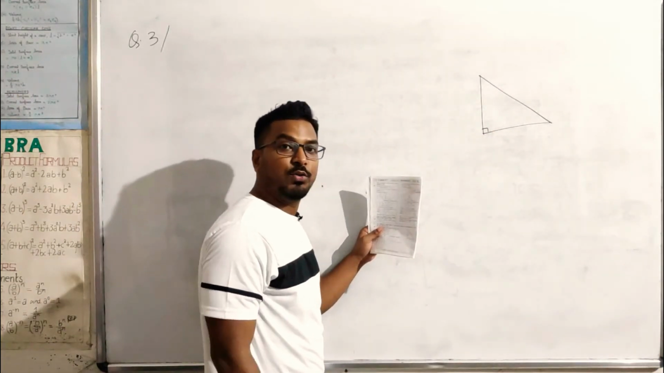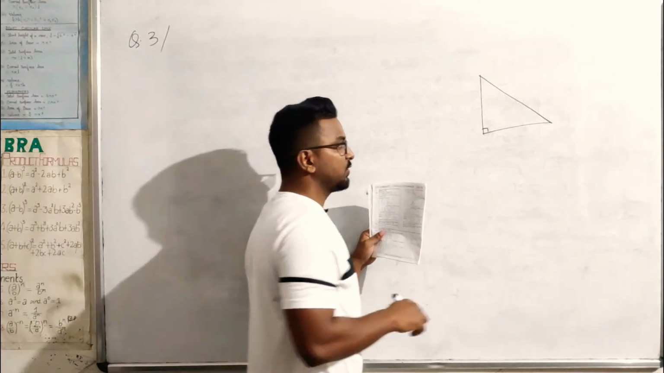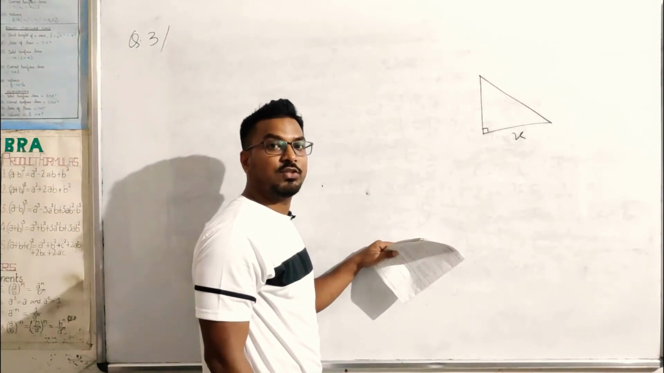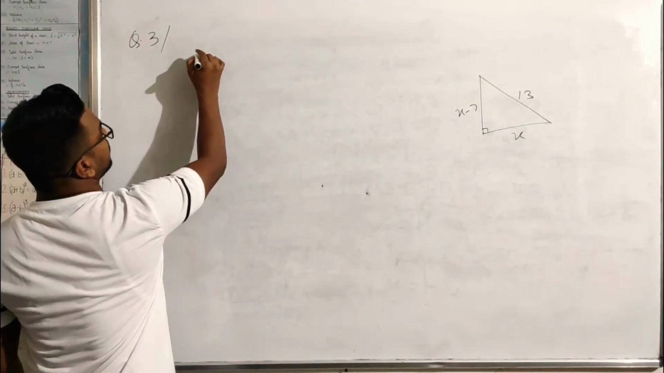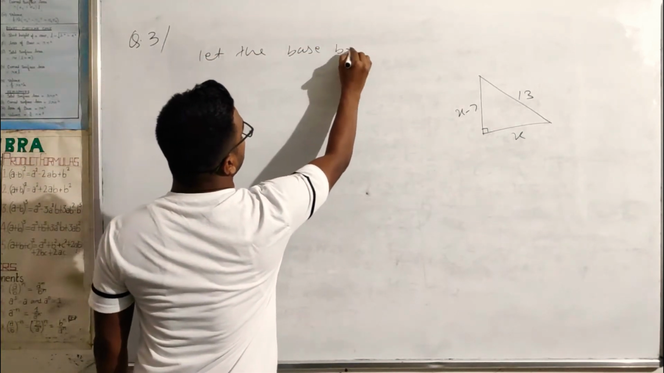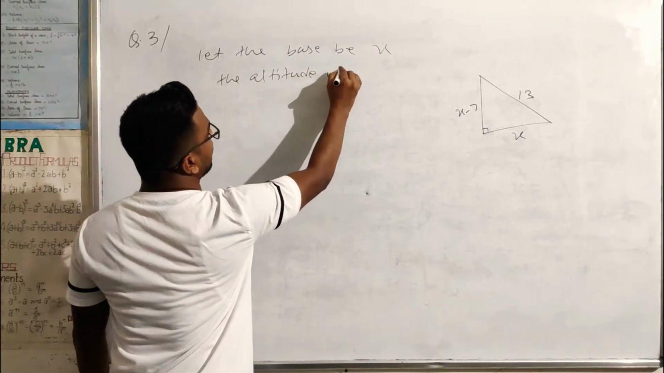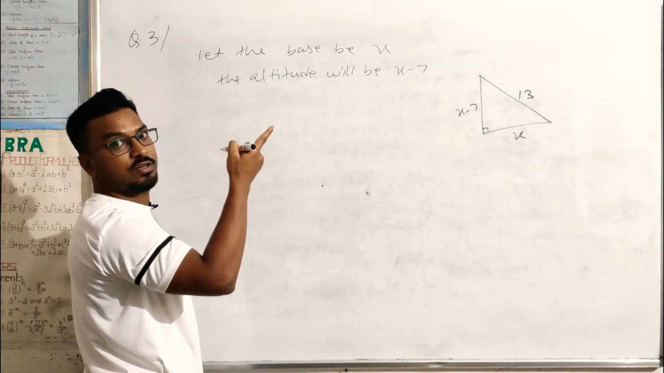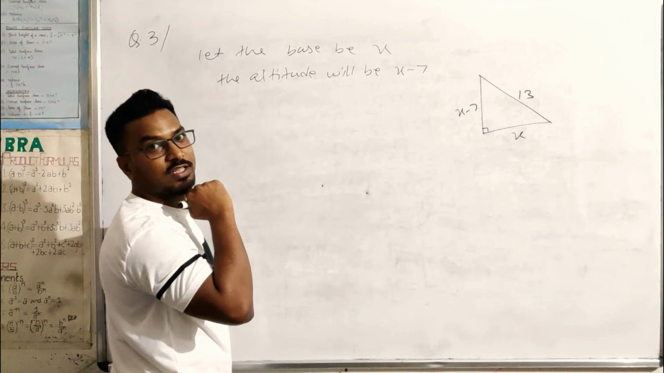So altitude is compared with base, so we have to take the value of base first. So let base be x. What will be the altitude? Altitude will be 7 cm less, so it will be x minus 7, and hypotenuse is given 13. So let the base be x, the altitude will be x minus 7, and hypotenuse is already given 13. So by using Pythagoras theorem we can find the equation.